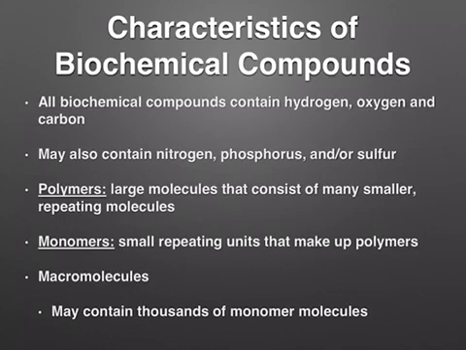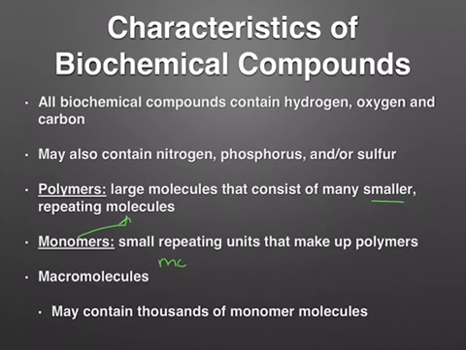So all biochemical compounds contain hydrogen, oxygen, and carbon. You maybe noticed that in the table on the previous slides. But they can also contain nitrogen, phosphorus, and or sulfur. They can create polymers. Polymers are large molecules that consist of many smaller repeating molecules. And the monomers are these smaller repeating molecules.